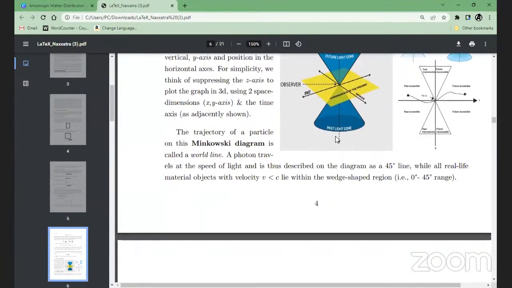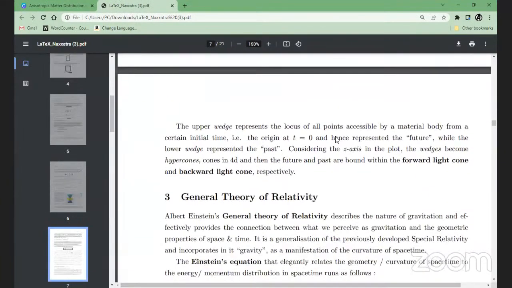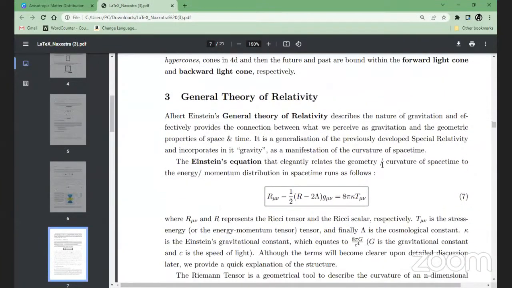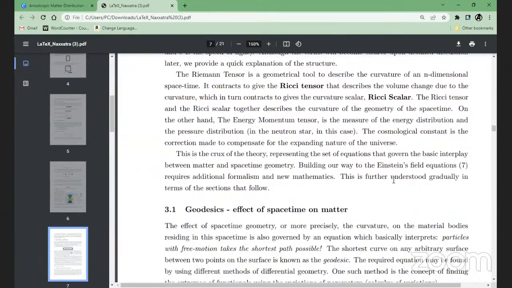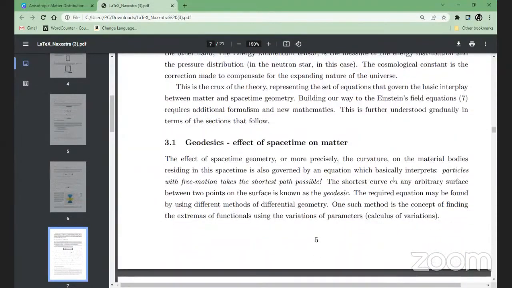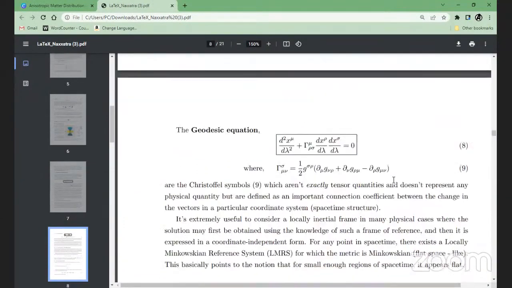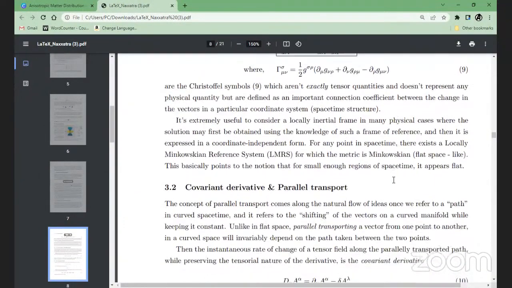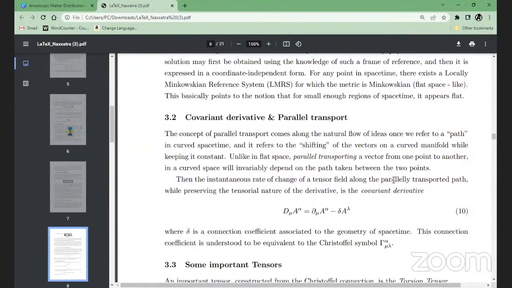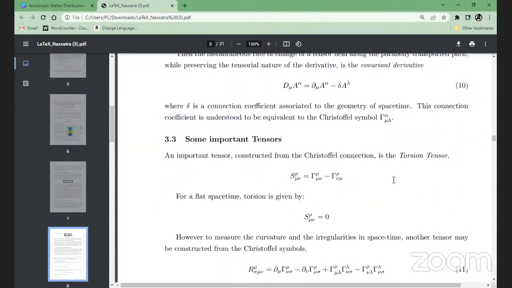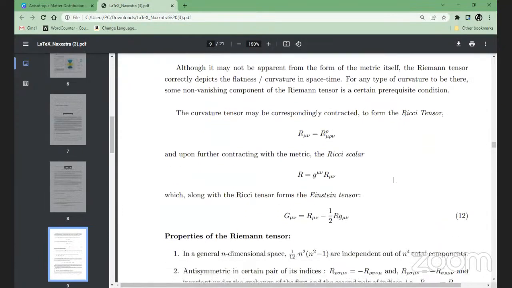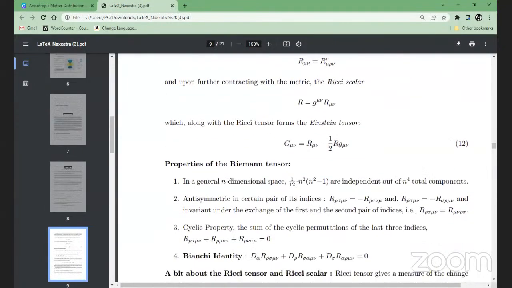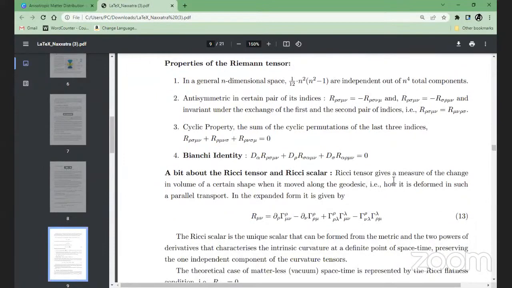And moving on with the report, starting with the general theory of relativity. This is the field equation by Einstein, solving which we were able to do the said modeling of the neutron stars. The geodesics, what they actually mean, what is the parallel transport problem, and the important tensors that we were talking about are all talked about in better detail than the presentation inside the report.